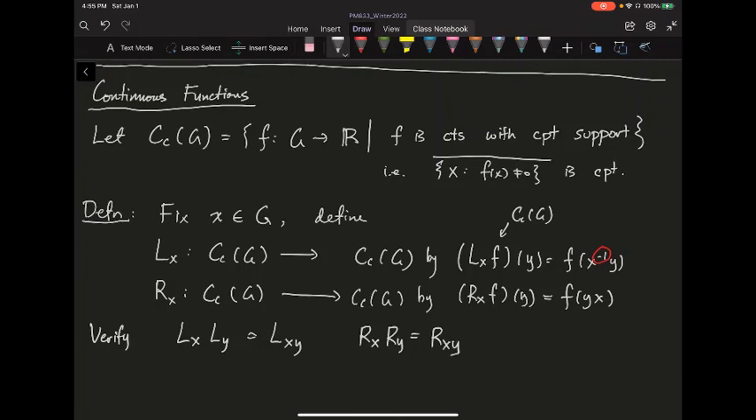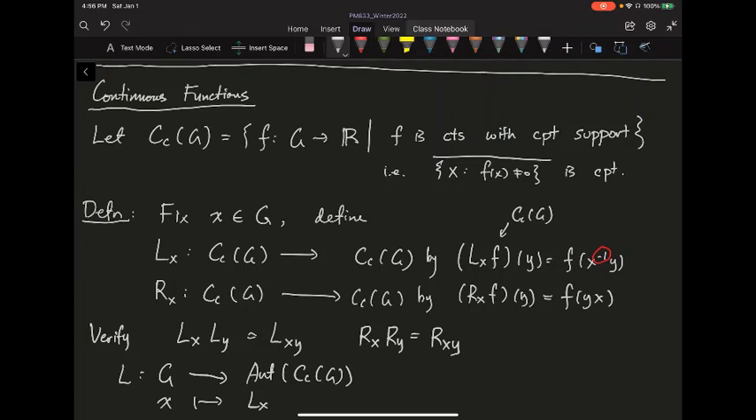Sometimes you can consider this L as a map from G to the automorphisms of C_c(G). So you map your x to this L_x. It's an automorphism, so on the left it is a group homomorphism from G to the automorphism group. That's why you do want to put the inverse on the left, so that you have this nice property.